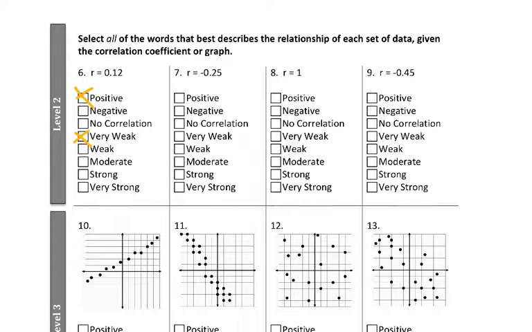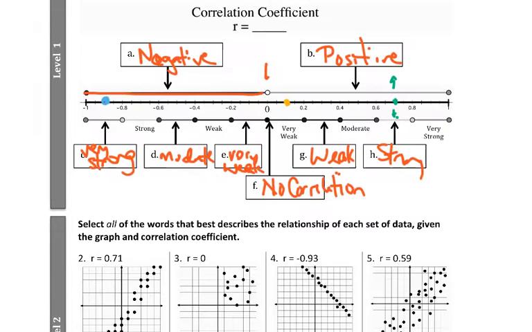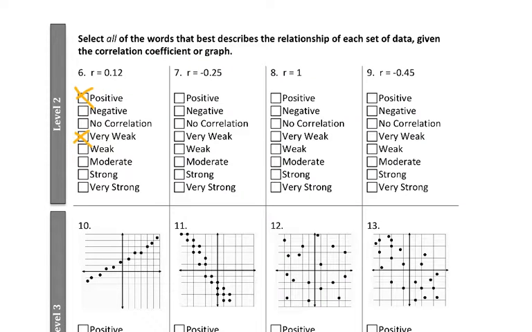All right, number 8. Ooh, a perfect 1. Okay, a perfect 1 is going to be all the way right here. Well, that is positive and very strong for sure. In fact, it's perfect.